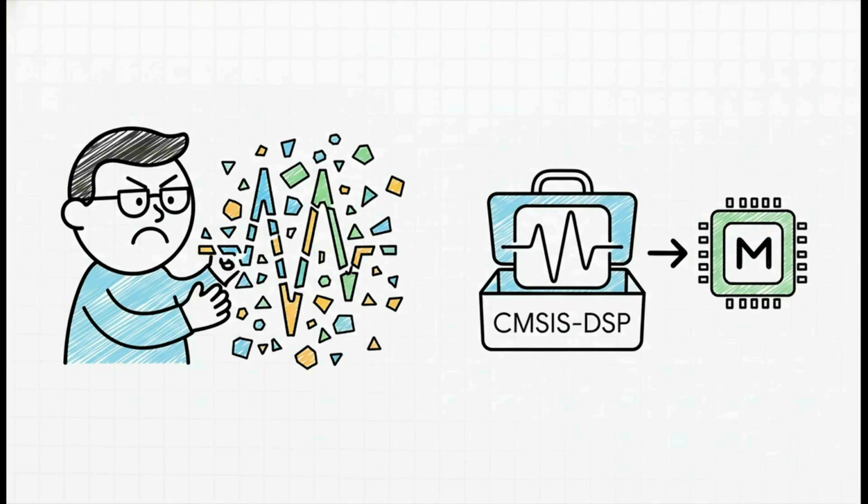And this idea of using the right tool for the job goes way beyond simple math. If you're doing something heavy, like a digital filter or an FFT, please don't try to write it from scratch. ARM gives us the amazing CMSIS DSP library. It's a collection of functions that have been hand-optimized by experts to use every trick in the book, like the special signal processing instructions baked into the Cortex-M core.